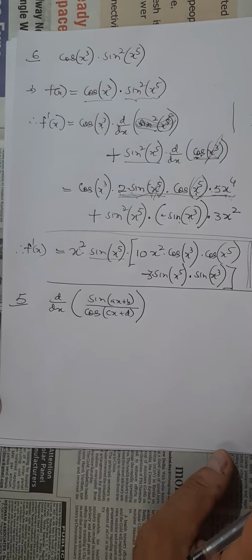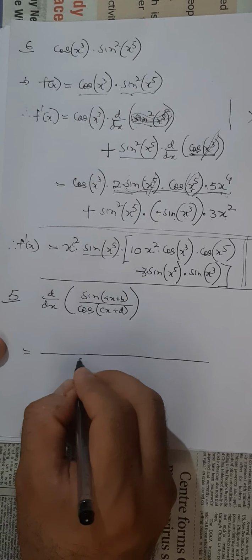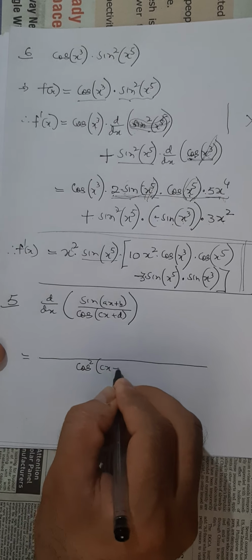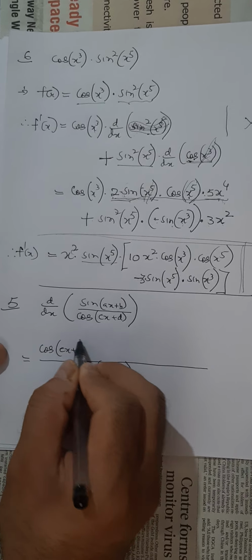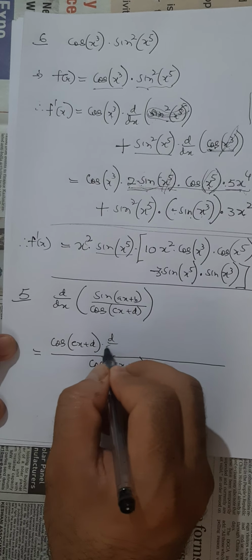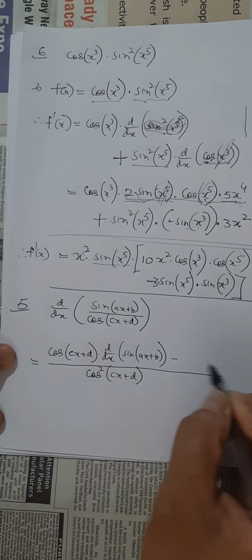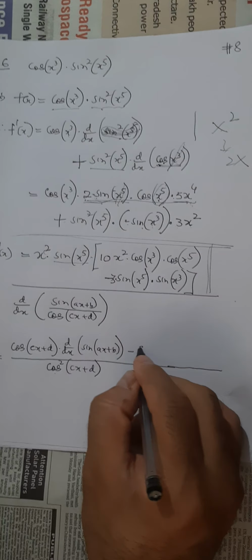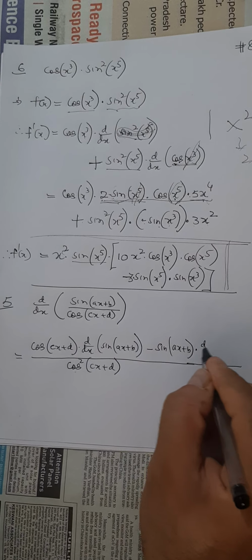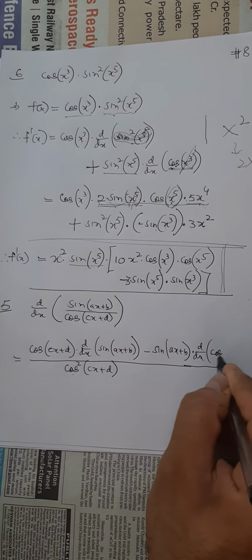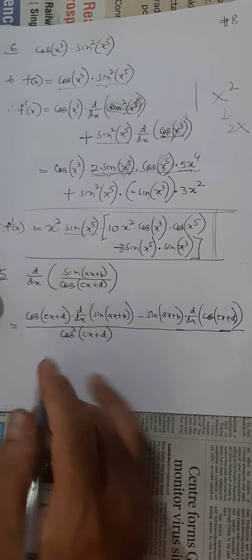Now here in this question, we have the division rule. So I'll use the division rule here. Square of denominator function, that is cos square cx plus d. Now cos of cx plus d as it is here. Differentiation of numerator function, d by dx of sine of ax plus b. Minus here sine of ax plus b as it is into d by dx of cosine of cx plus d. This is what the division rule is, you know this much. Okay, now I'll do differentiation.